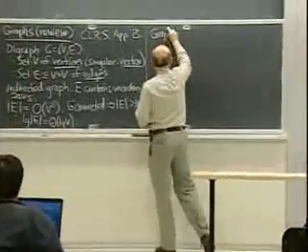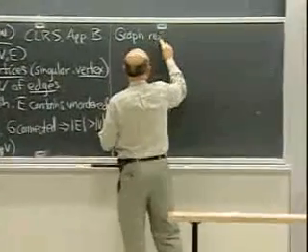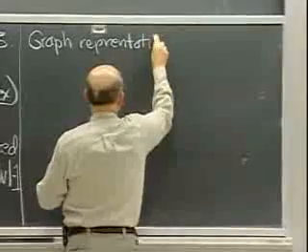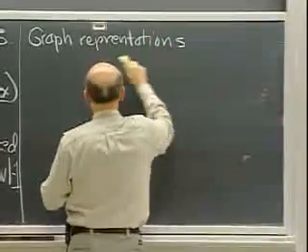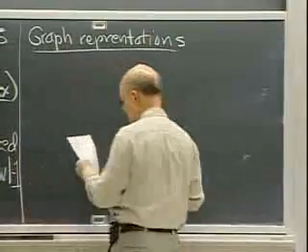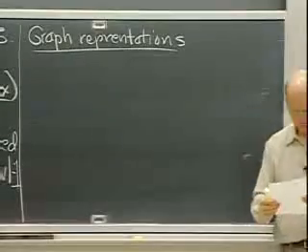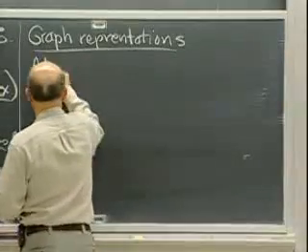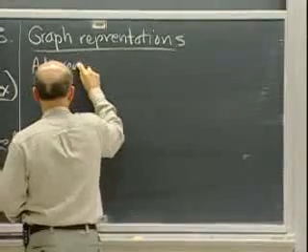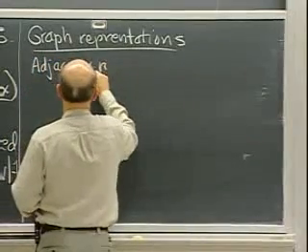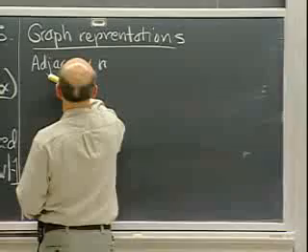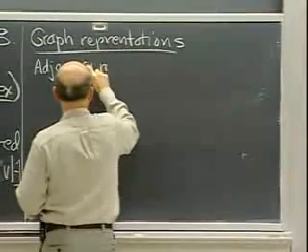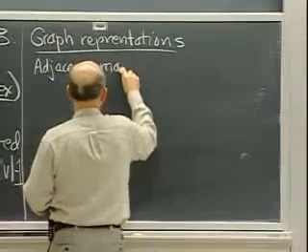So there are various ways of representing graphs in computers. I'm just going to cover a couple of the important ones. There are actually more; we'll see some more. But the simplest one is what's called an adjacency matrix.